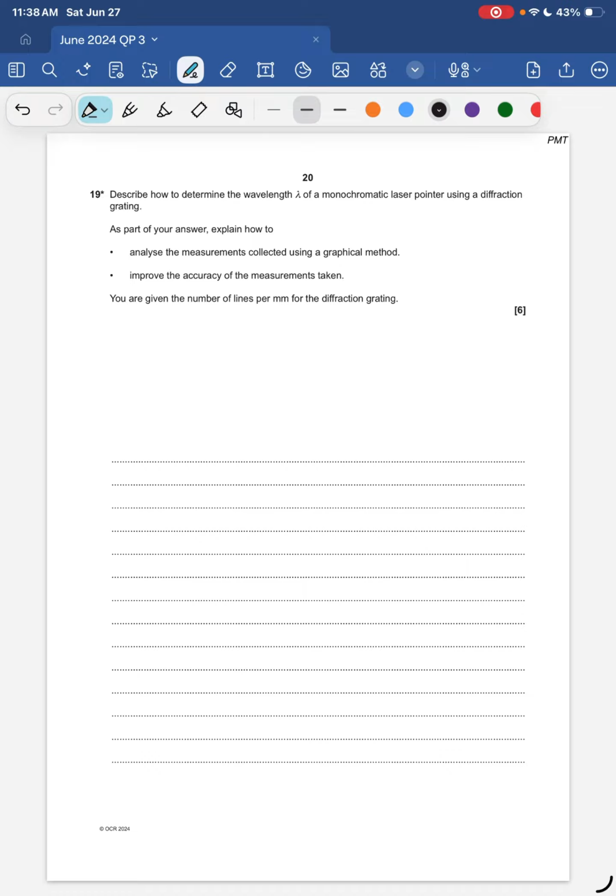As part of your answer, explain how to analyze the measurements collected using a graphical method, and improve the accuracy of the measurements taken. You are given the number of lines per millimeter for the diffraction grating. So the setup is something like this. This will be the laser, and then we will have the diffraction grating. This is the laser beam, and we will have a screen.